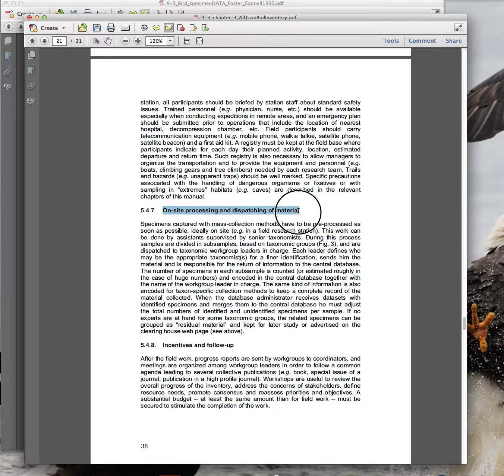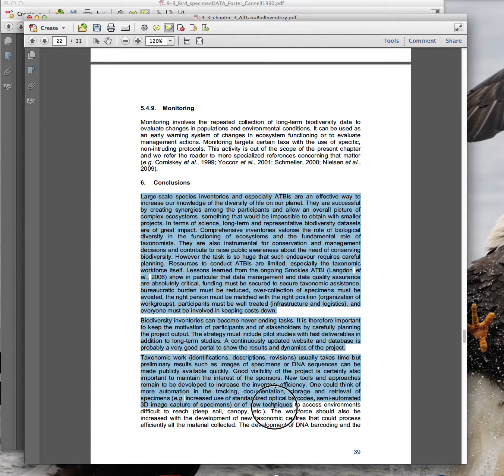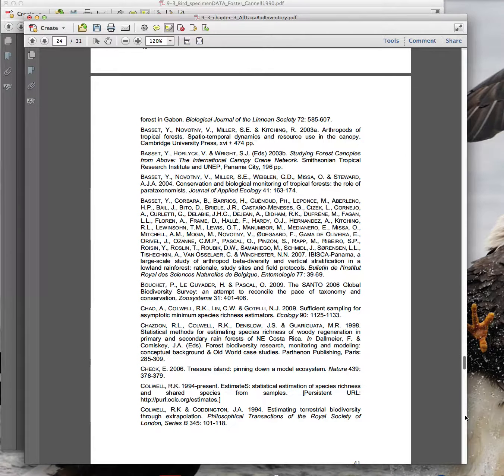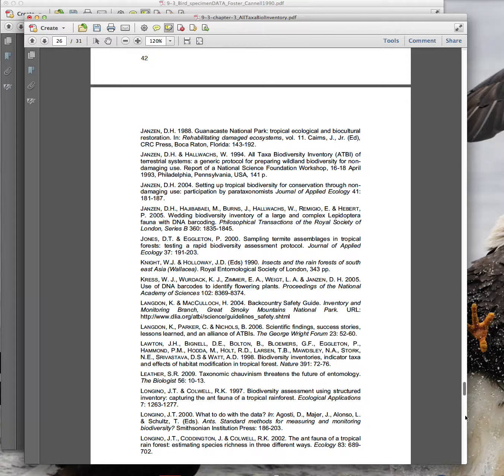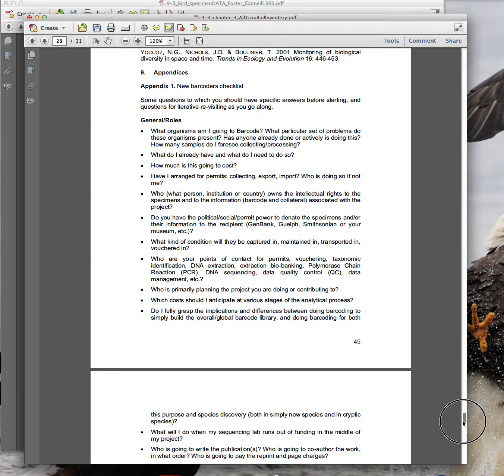Really don't need to know too much about this, except that specimens can be processed in the field and probably should be. But then we get to a conclusion section, and this is a really nice conclusion, so you might want to spend a little time looking at that. Now, this and your next reading have a great section at the end. I really like this. This is stuff we're probably going to use in class.